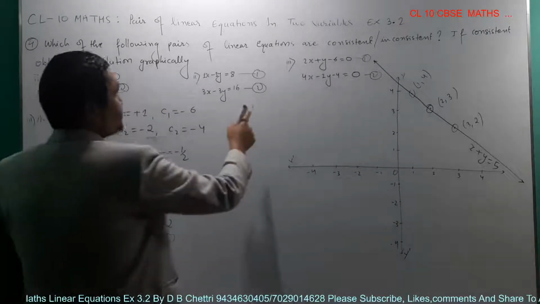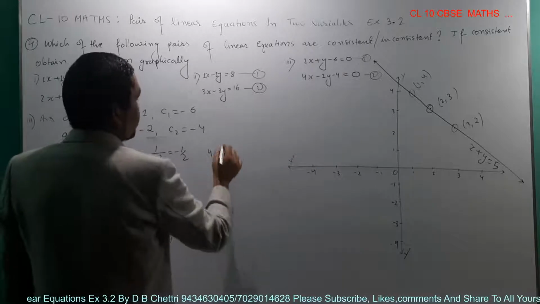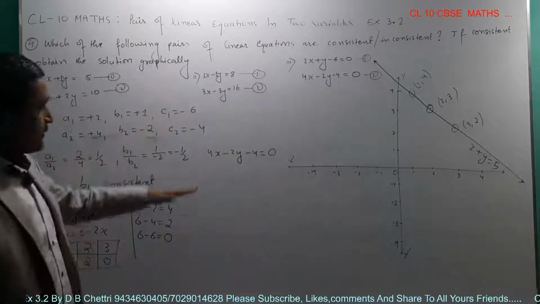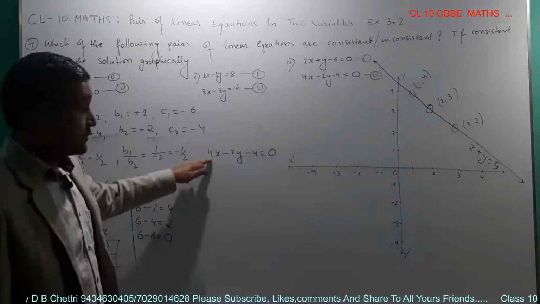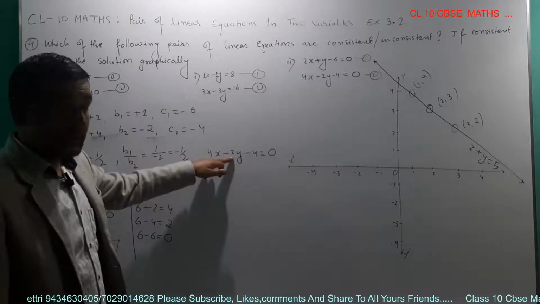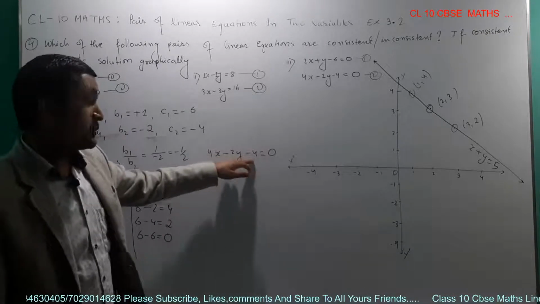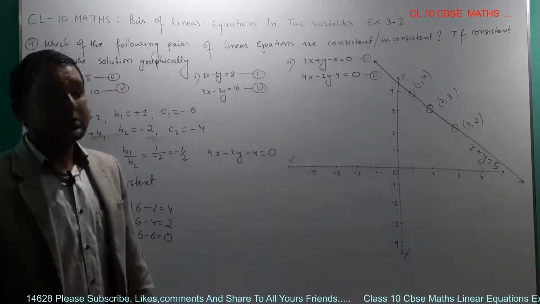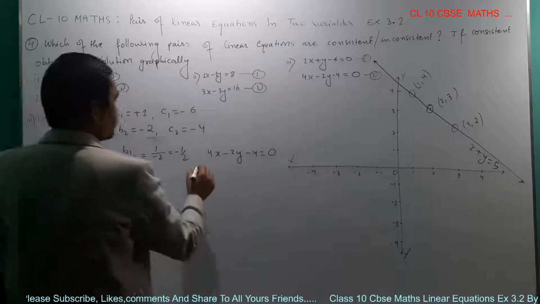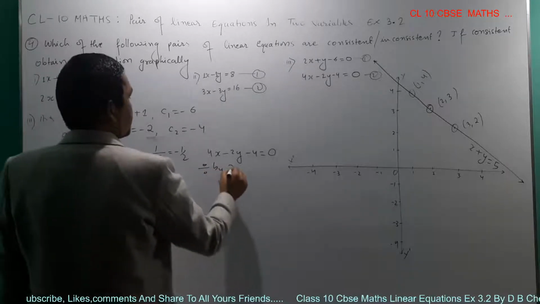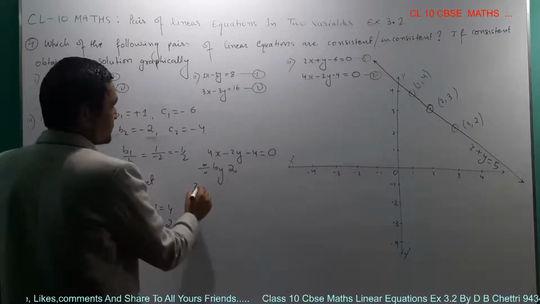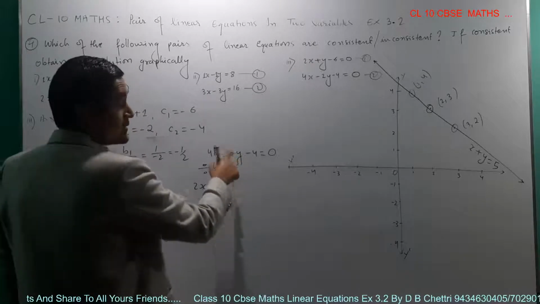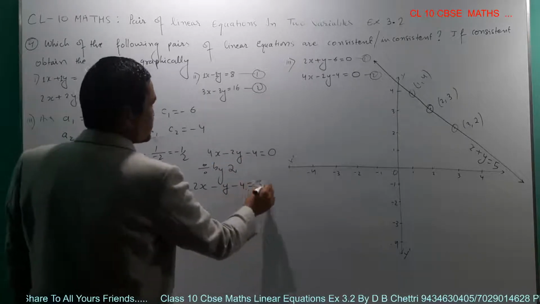Now another equation is also there. Let's do another here: 4x minus 2y minus 4 equals 0. Now look here: this 4 is a multiple of 2, this 2 is also a multiple of 2, and this 4 is also a multiple. That means we can divide this equation by 2 to convert it into simple form. Dividing by 2, 2 to the 4, 2x minus y, the 2 will cancel, only y is left, and 2 to the 4 equals 0.